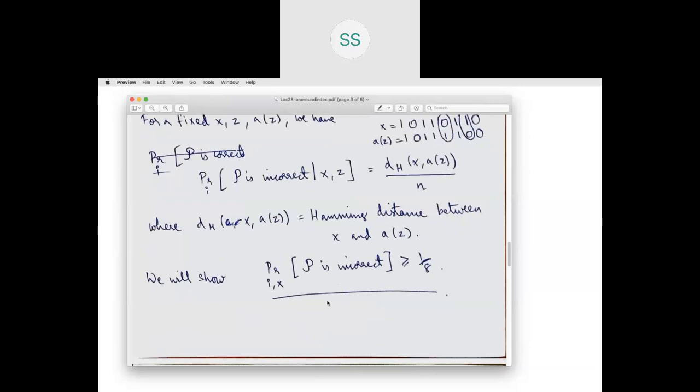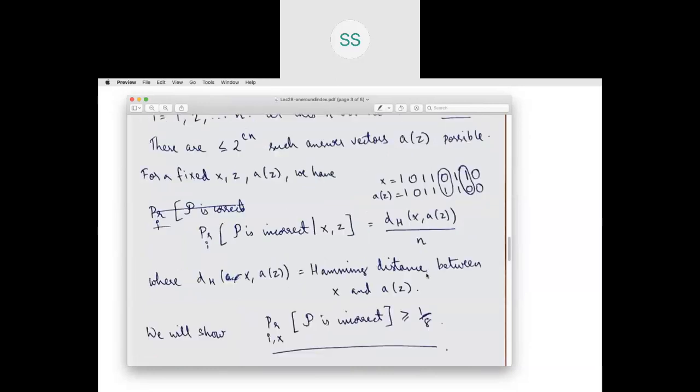And we will now show that over the entire distribution of inputs, which means over all X and I possible, the probability that P is incorrect is large. We'll show that the probability that P is incorrect is at least 1 over 8, which is what we said here.